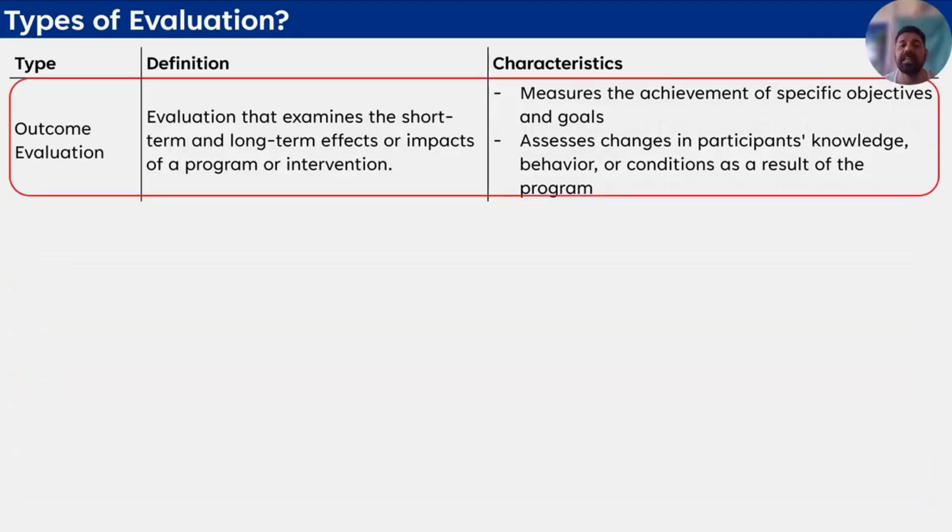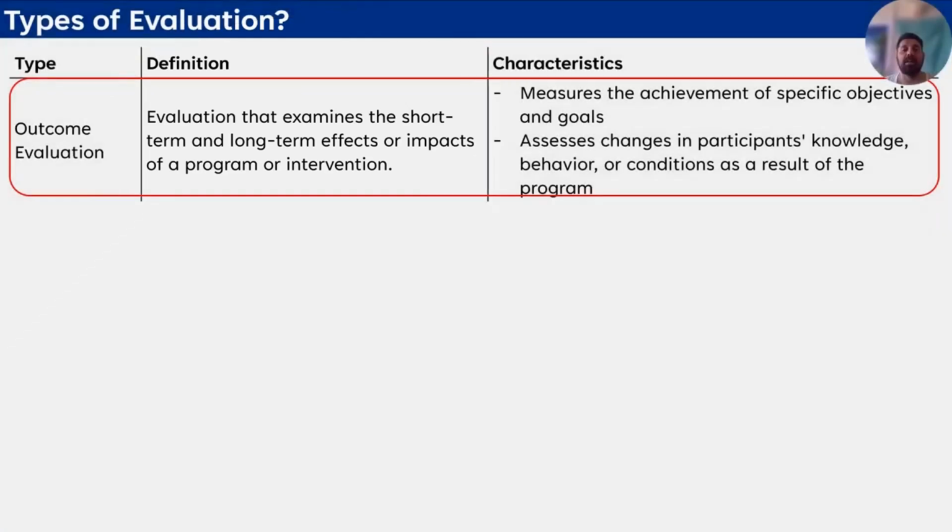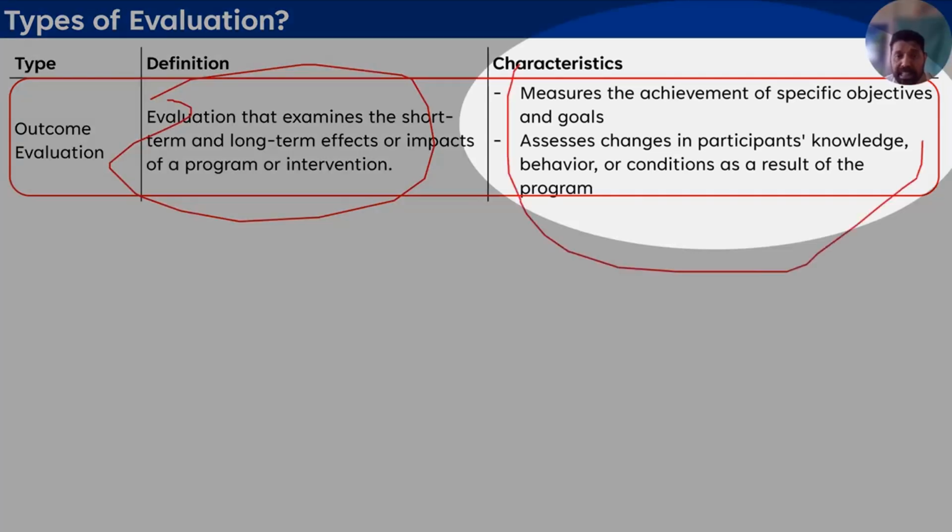And then there is outcome evaluation. Evaluation that examines the short-term and long-term effects or impacts of a program or intervention. What are the basic characteristics? So this is basically the definition of outcome evaluation, and these are some of the characteristics.